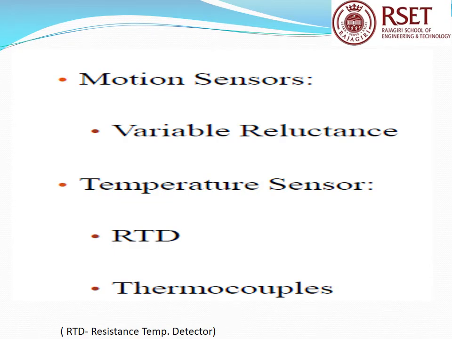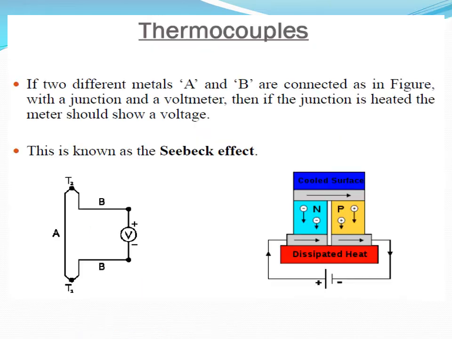Now we come across another type of sensor, the temperature sensor. There are basically two types we are going to discuss here. One is RTD. RTD stands for resistance temperature detector. Another one is thermocouple. Both are used for high temperature application. Each one will be seen in the subsequent slides.